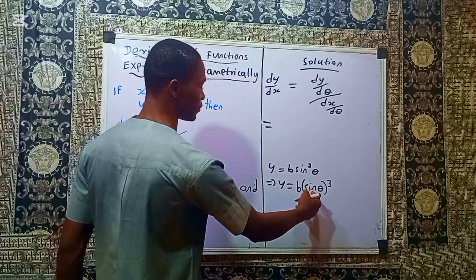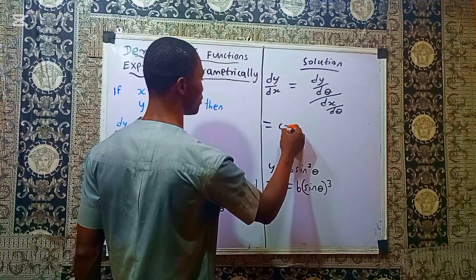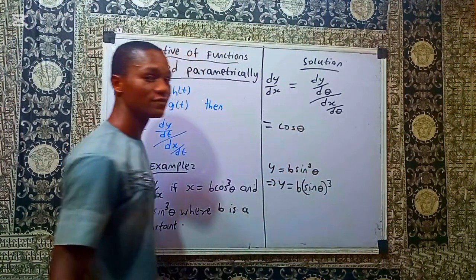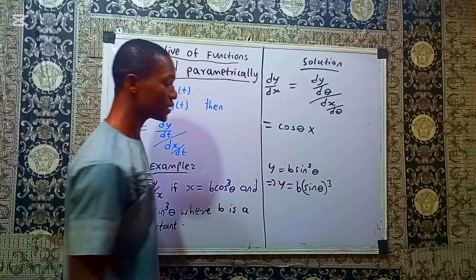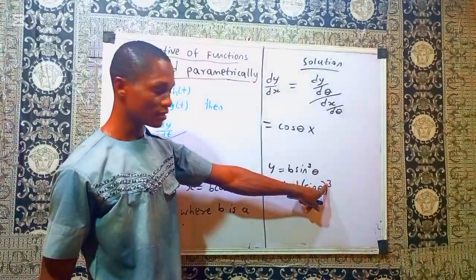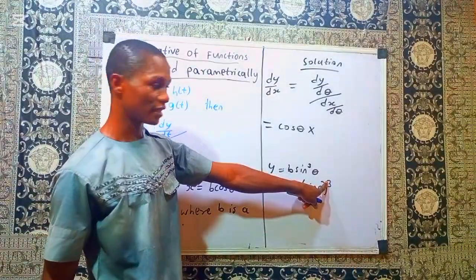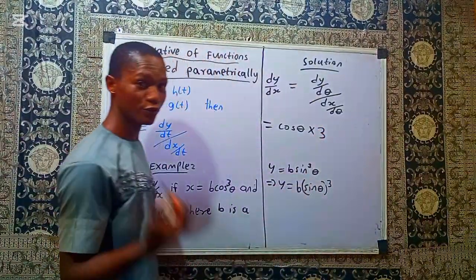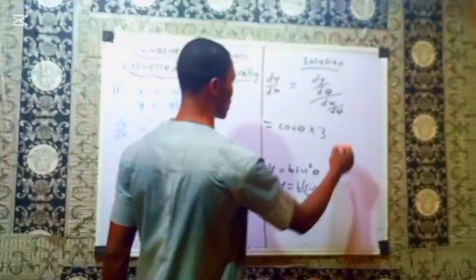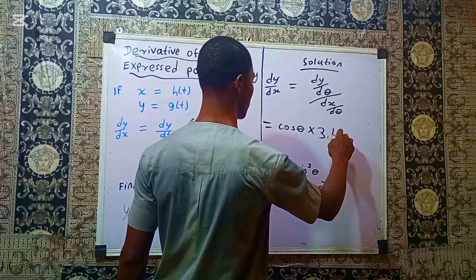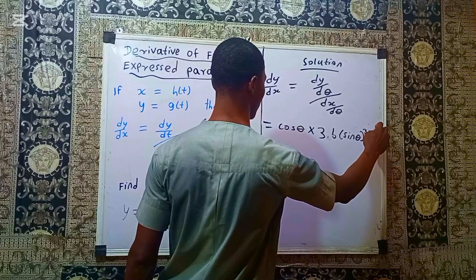So what do we have inside the bracket? Sine theta. If you differentiate sine theta, it will give you positive cosine theta. Derivative of sine is positive cosine. Then you are going to use the result to multiply the derivative of the bracket. So what is the index of the bracket? 3. Using the power rule, you bring down the index, then you remove 1 from the index. So you write what you have: 3b, open bracket sine theta all raised to power 3 minus 1.